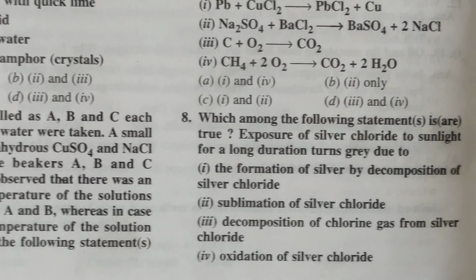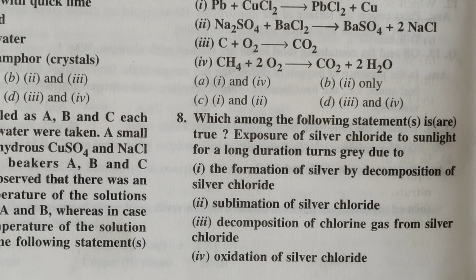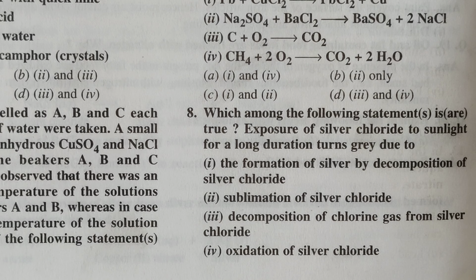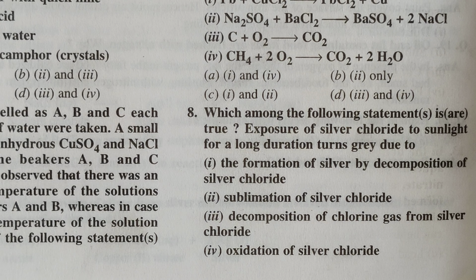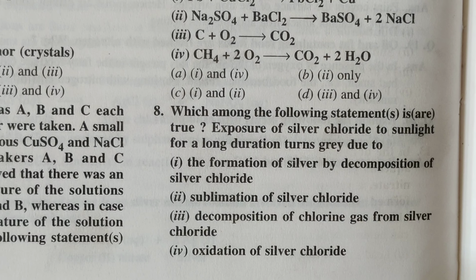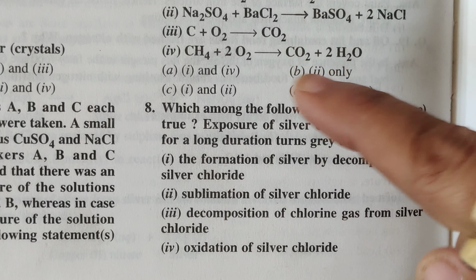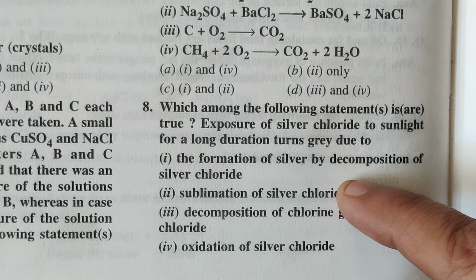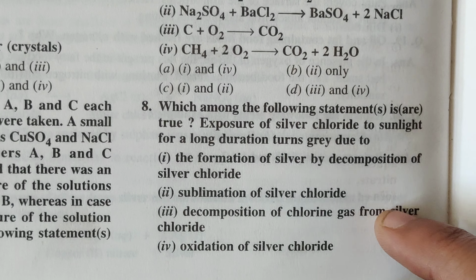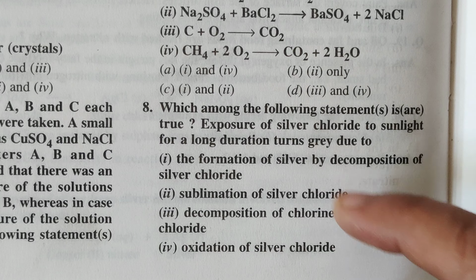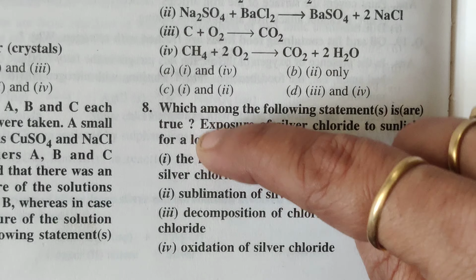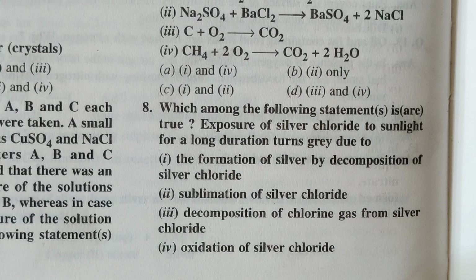Now next one is: which among the following statements is true about the exposure of silver chloride to sunlight for a long duration? It turns grey due to the formation of silver by decomposition of silver chloride, yes, this is the correct one. Sublimation of silver chloride, no. Decomposition of chlorine gas, no, because that grey color is due to the formation of silver. So here first option is the correct one.